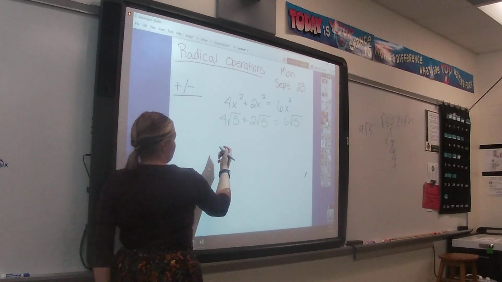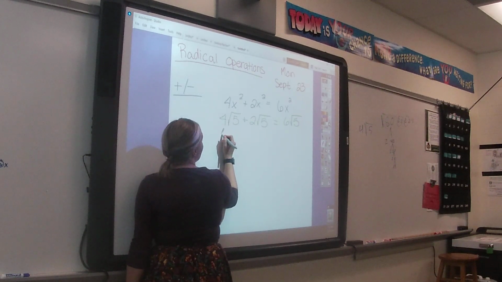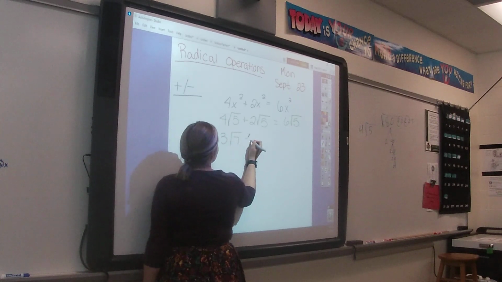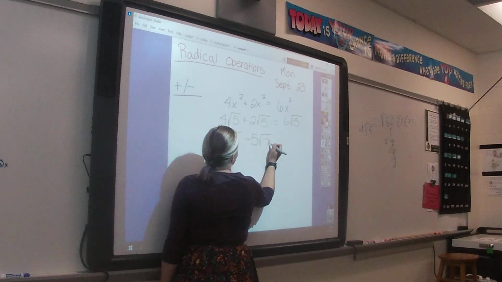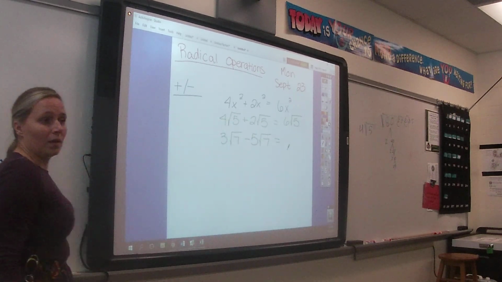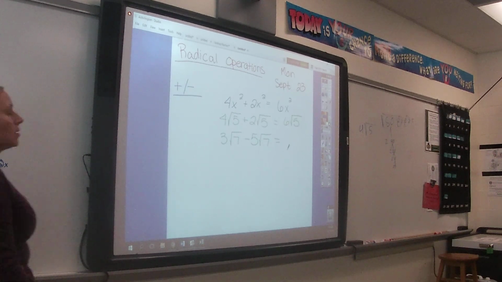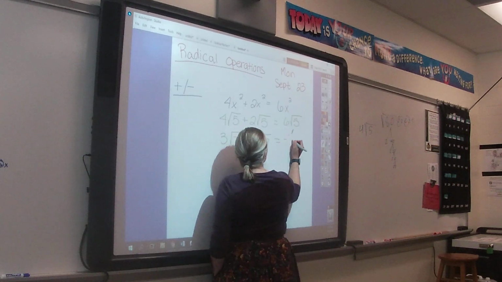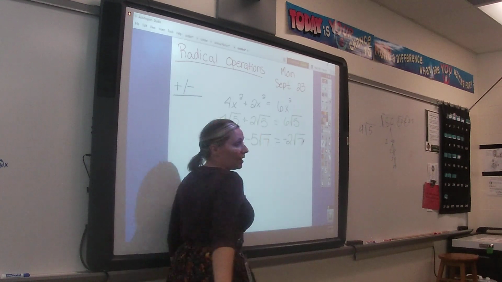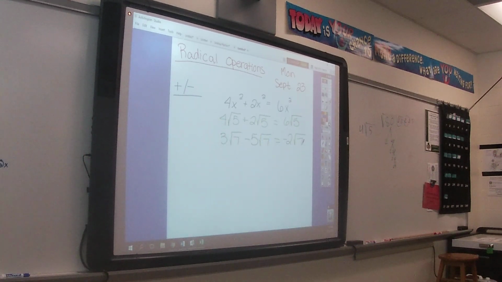Okay. So we have something like 3 square root 7 minus 5 square root 7. We'll subtract the coefficients in front, right? The numbers outside of the square root. What is 3 minus 5? -2. And we will keep the label the same. And that's adding and subtracting.